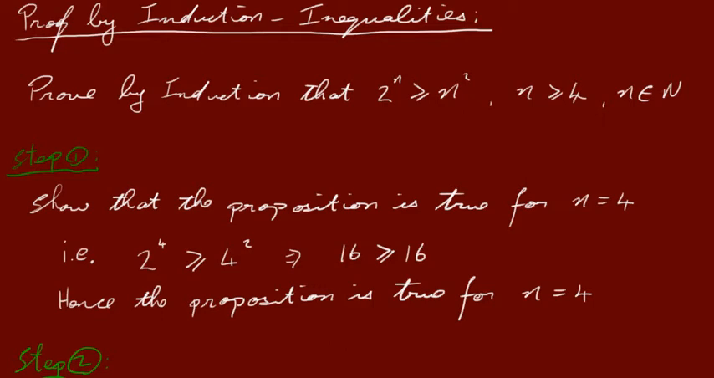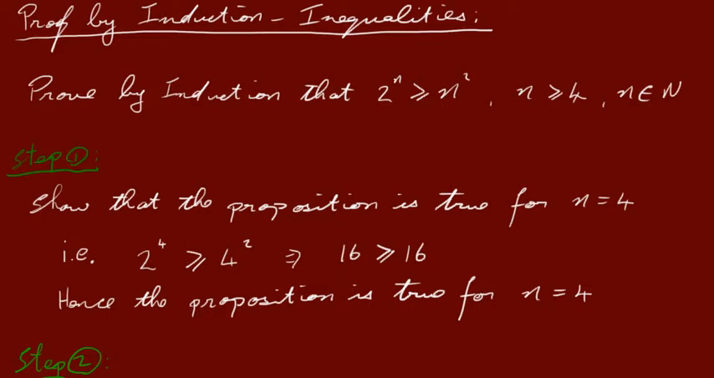Right, so in this video I'm going to look at proof by induction for inequalities, and I'm going to look at proving by induction that 2 to the power of n is greater than or equal to n squared, where n is greater than or equal to 4 and n is a natural number. So again, we have 4 steps.